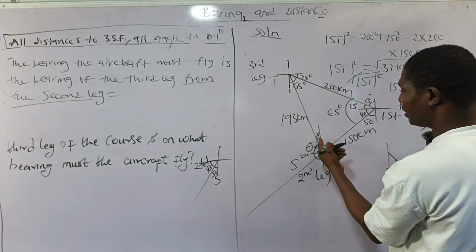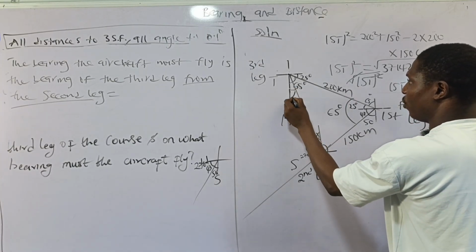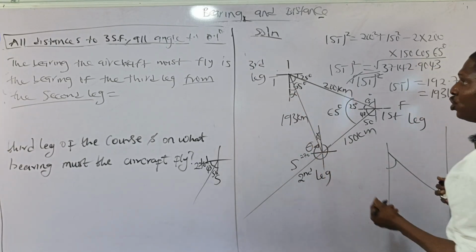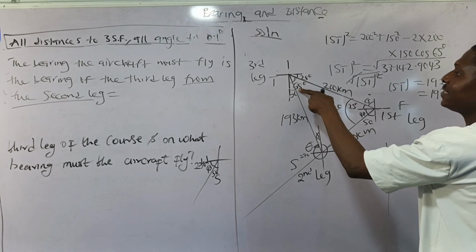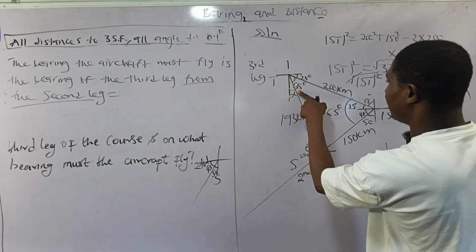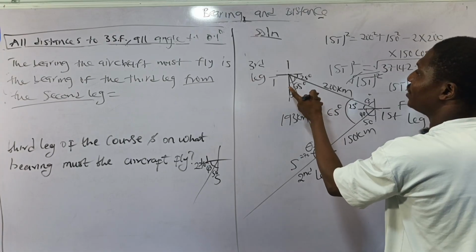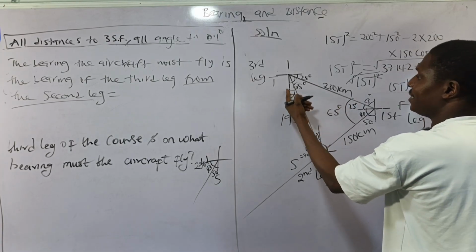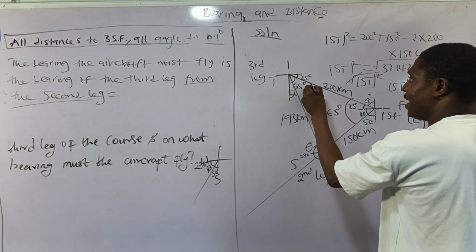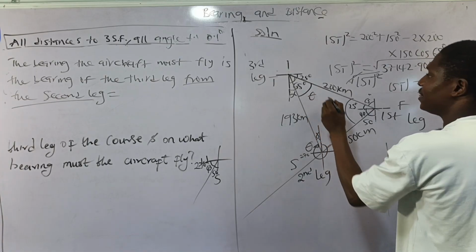So you see, if this is alpha, then here must also be alpha. The two angles must be equal. Now, this 65 degree put here won't be used because it's the remainder from this line till a certain position. So I need to look for my angle theta.